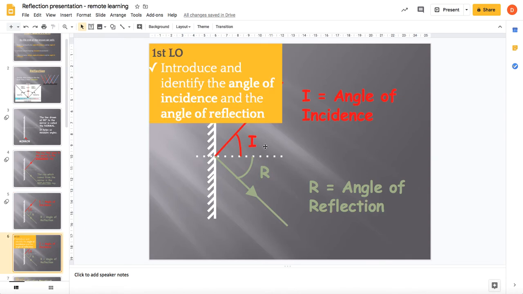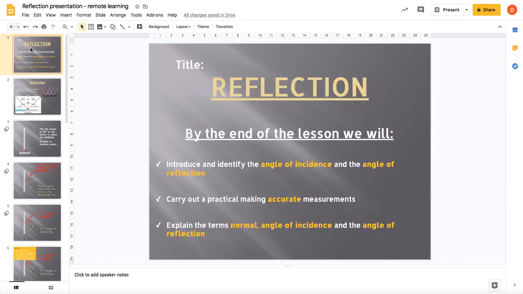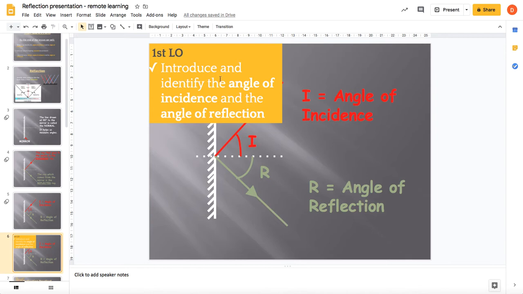So there's your first learning objective. If you go back up here, we had these 3 learning objectives. There's your first one, identifying the angles of incidence and reflection.